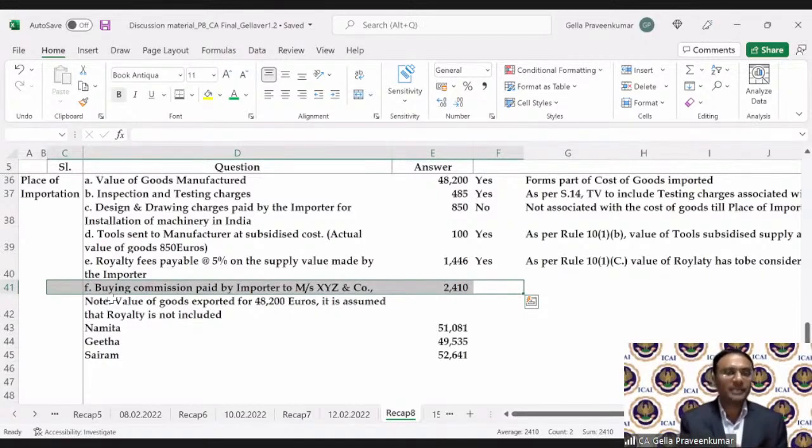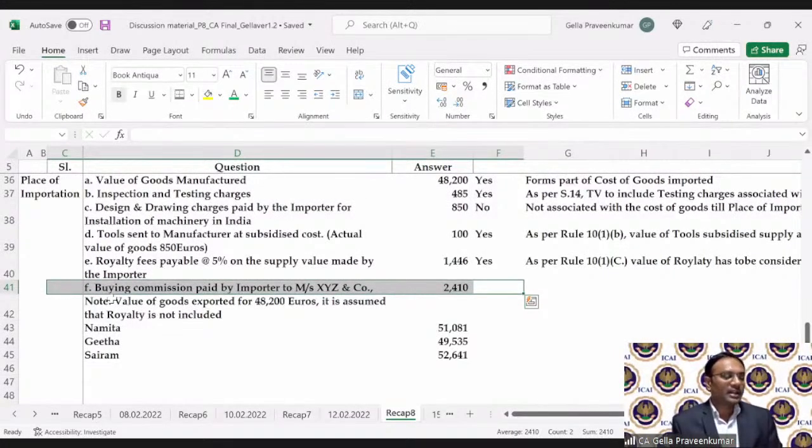Buying commission paid by the importer to Messrs. XYZ & Co. So what happened here? In this case, Praveen happens to be the importer. Praveen has paid 2,410 euros as a buying commission. Somewhere they spoke about commission. Where is that? Look at your page number 4.21, students. Page number 4.21, Sub-Rule 1, Clause A. In that clause A, point number 1. Commission and brokerage except buying commission.